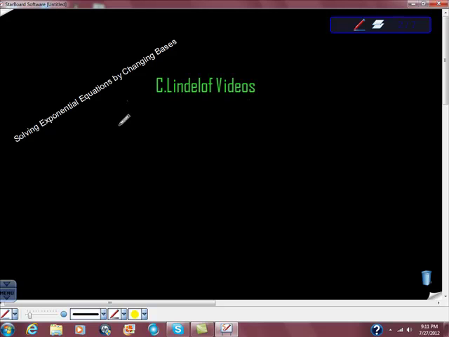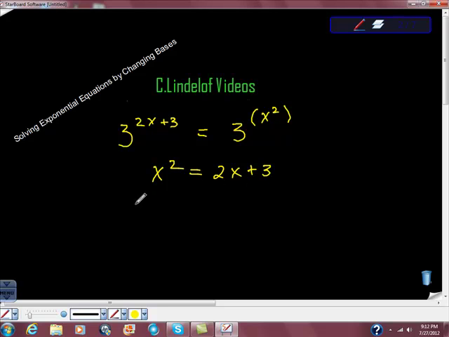It says that we have 3 to the 2x plus 3 power is equal to 3 to the x squared power. Well, okay, good enough. So we can do that, and we see that we have like bases. So we have x squared is equal to 2x plus 3. I'm using the reflexive property because I like to look at it this way. I'm going to move everything to the left-hand side and solve it as a quadratic is equal to 0.